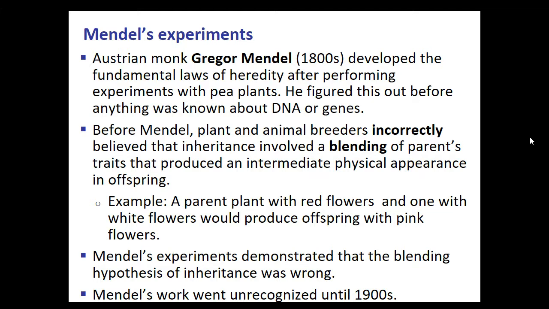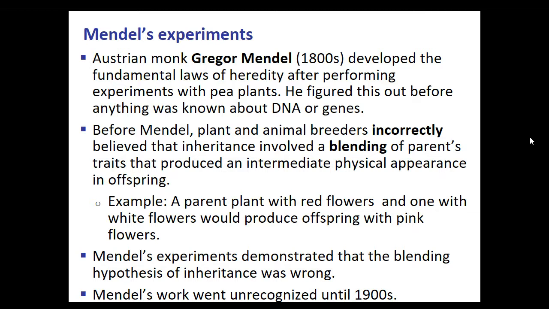You take two parent pea plants, cross them, get seeds, plant them, see what those plants look like, and he would do that generation after generation after generation, and he kept close records of the characteristics, the traits in every generation of these pea plants.